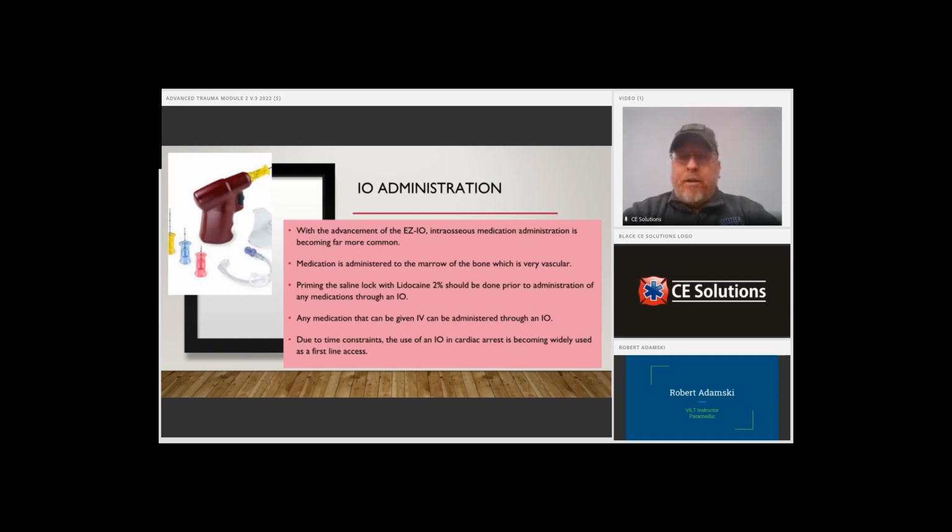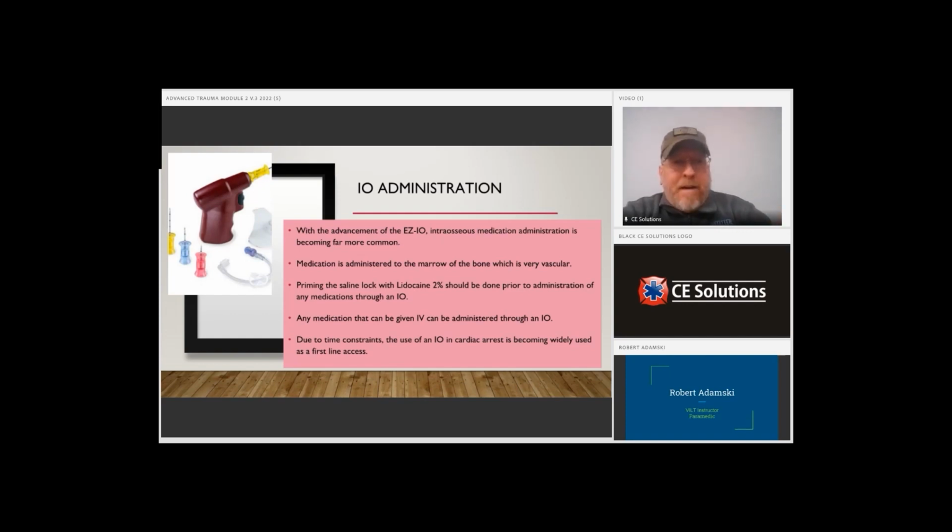Now, obviously follow your local protocols, but realize that there are some other sites that may or may not be permissible and or are considered controversial, such as the sternum, for instance. Realize that those have been used historically, but obviously you always need to follow your local protocol.